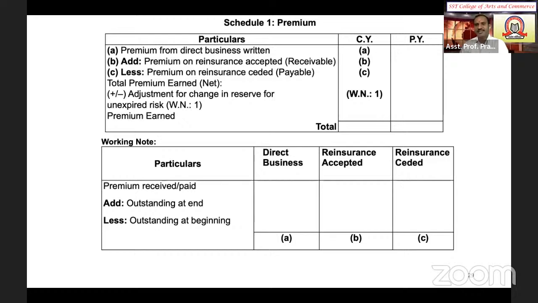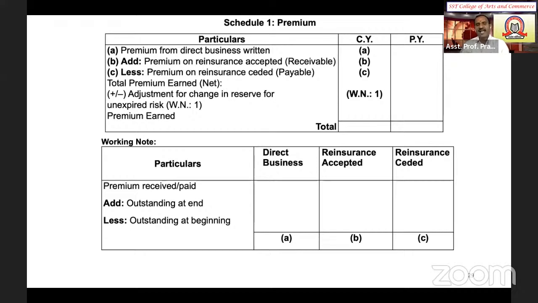Many times in the question, premium on reinsurance payable is given. So my dear student, if premium on reinsurance payable is there, it means ceded. So accepted we have to add and ceded we have to deduct. From that add and less, we'll get one amount, that is total premium.